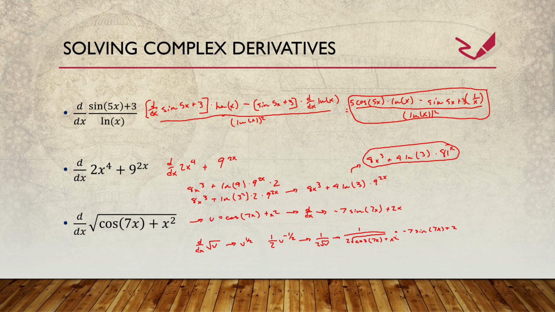So once you figure this all out, your final answer, once you multiply it all through, is going to be negative sine of 7x plus 2 all over 2 square root cosine of 7x plus x squared. So that is your derivative for this one. So that is all we have for simplifying complex derivatives.